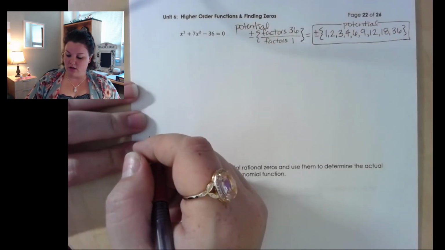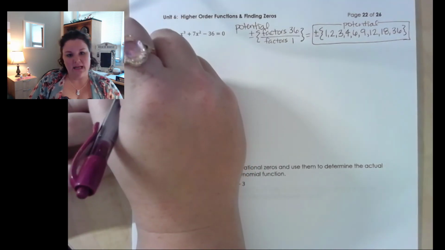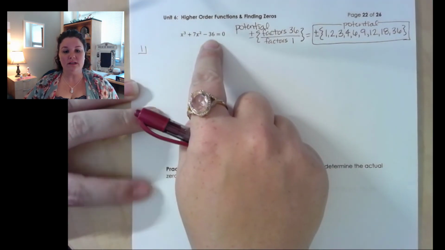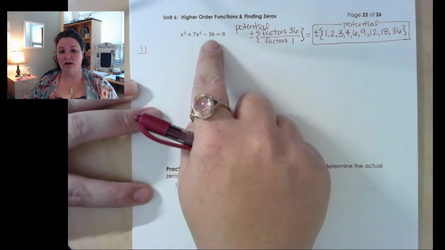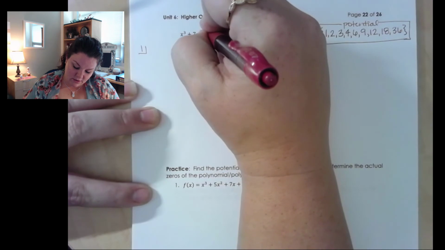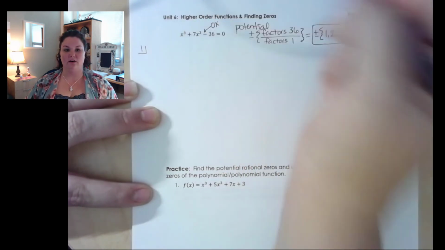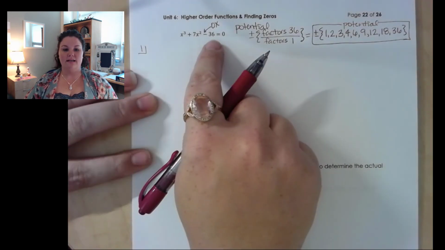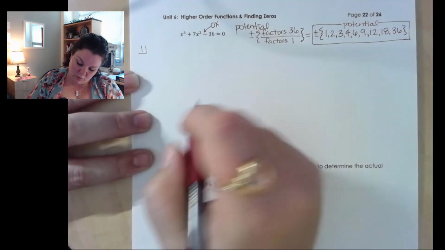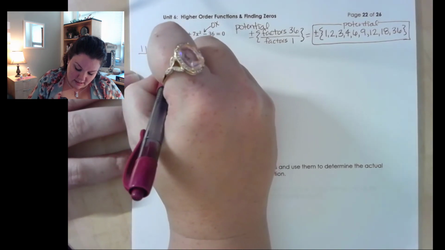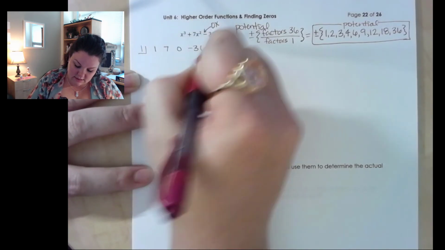So let's try 1. I like to start with 1. And then we need to write out all of our coefficients. Notice here, though, we're missing a term, right? We're missing an x term. So we need to consider that we have a 0x here. If you're ever missing a term, remember to put in a 0 placeholder. So when we write out our coefficients, we have a 1, a 7, a 0, and a negative 36.